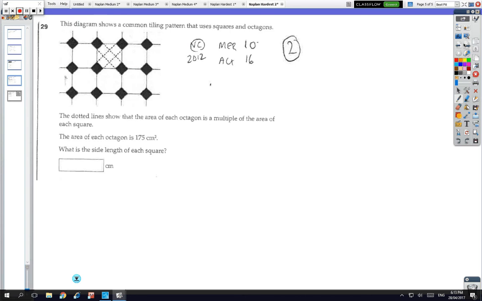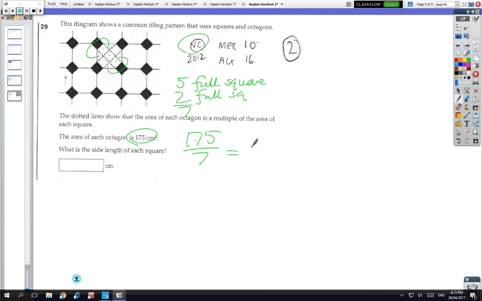Okay, so we've got 1, 2, 3, 4, 5 full squares. But then these bits here can make a square, and those bits there can make a square, so I've got another 2. So I've got 7 squares, and I've got 175 centimetres. So 175 divided by 7, it's a non-calculator question. So 7 into 17, 7 2s are 14, carry 3, 7 5s are 35. So each square is 25.